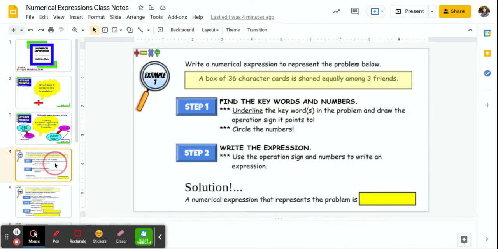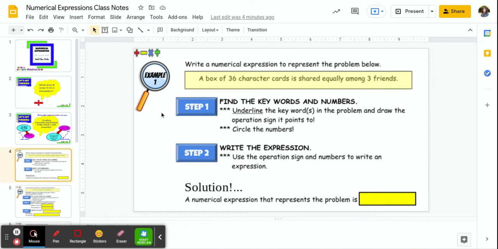Let's look at a couple examples of how this might work. This is example 1, and boys and girls, we're doing this together on slide 4, and it's especially important that you do it with me because we are going to use one of the important features of Google Slides, the scribble feature, to complete our slide with the step 1 and step 2, how it's described. This says, write a numerical expression to represent the problem below. Notice, boys and girls, it did not tell you to solve it. On this example, I am not interested in what the answer to this is. I'm only interested in translating this.